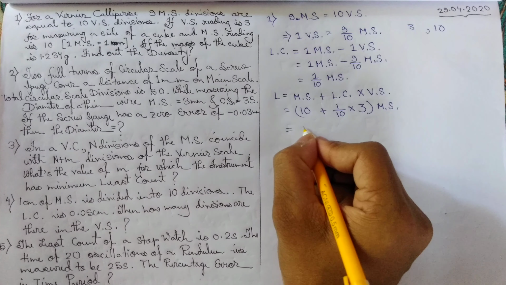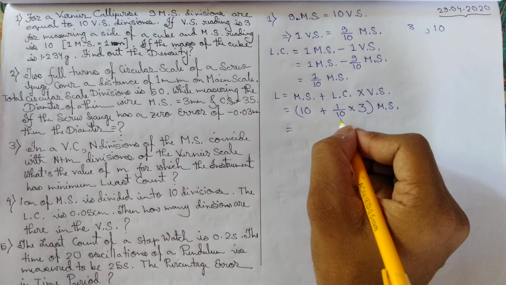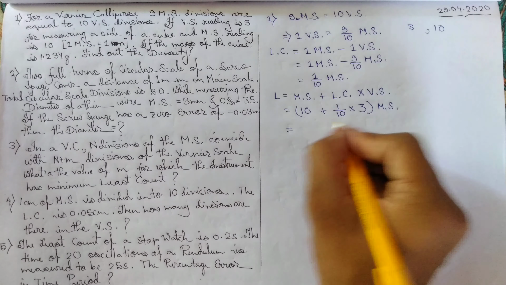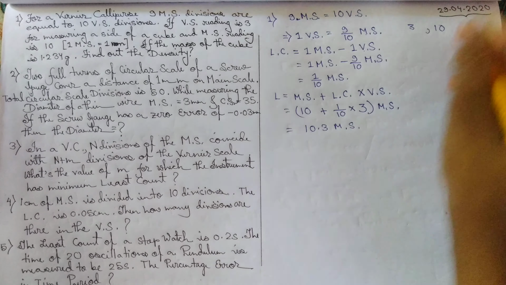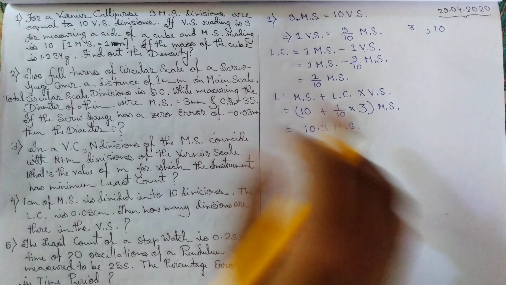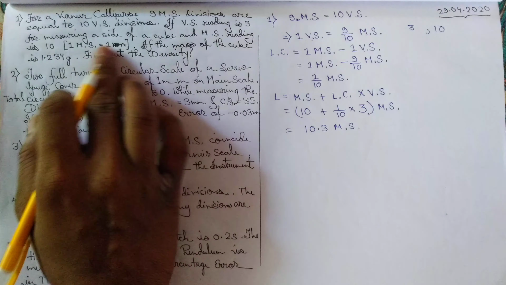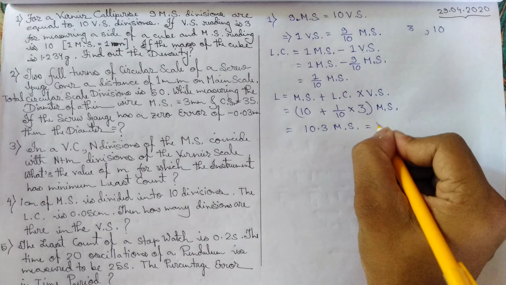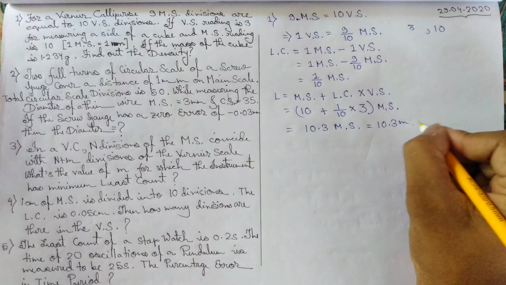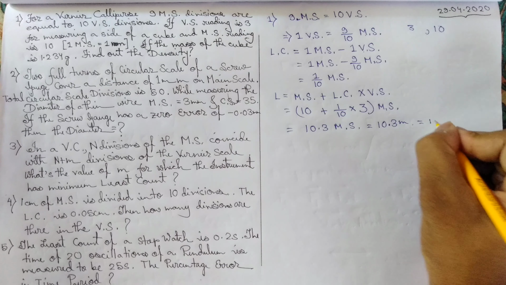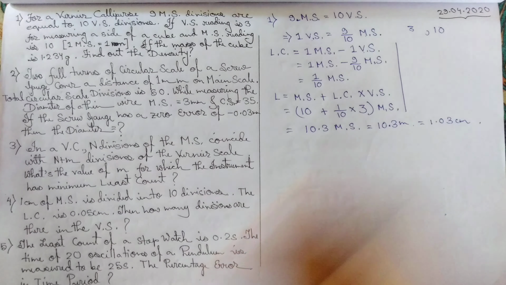Now it will be 10 plus 0.3, that is 10.3 MS. Now we have to find out 1 MS, and here it is already stated that 1 MS equal to 1 millimeter. So it will be 10.3 millimeter. Here it is given in CGS form, so 10.3 millimeter will be 1.03 centimeter, right? 1.03 centimeter.